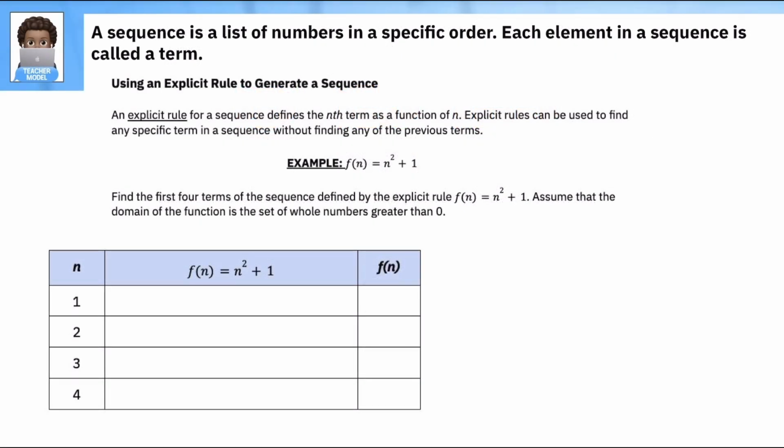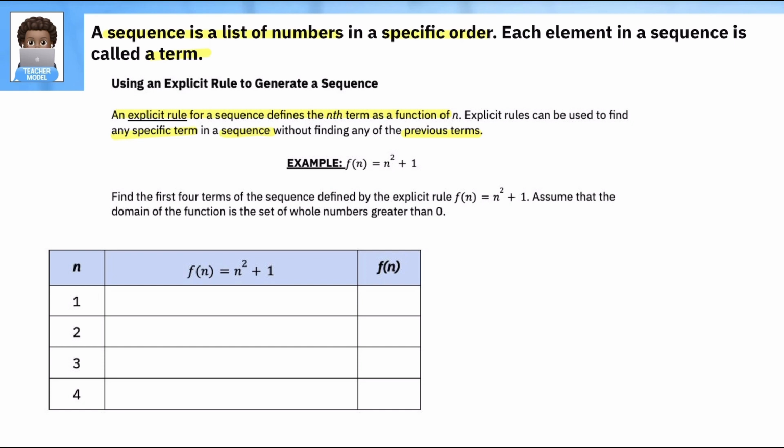So let's go into our notes now and think about this and capture the language like an Algebra 1 student. A sequence is a list of numbers in a specific order, and each element of that sequence is called a term. So instead of talking about stages now, I'm explaining it as a term. An explicit rule for a sequence defines the nth term of a function. And explicit rules can be used to find any specific term in the sequence without finding the previous term.